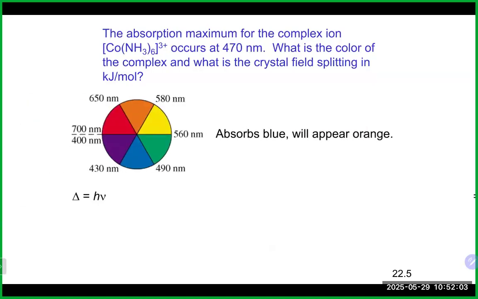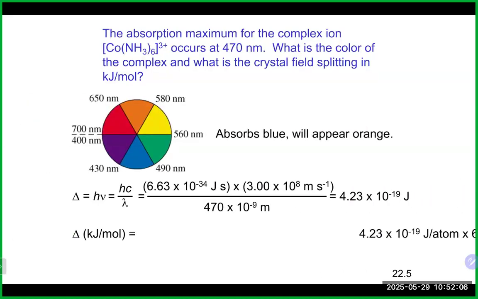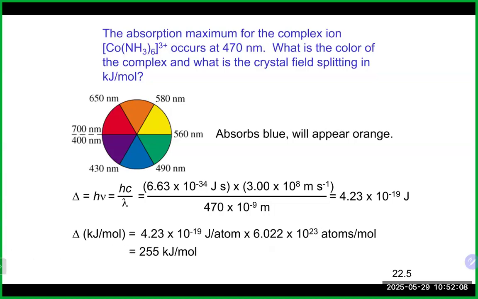So with that being said, let's look at this problem, which I think is filled out for you on your paper, and talk about how we would get there. If we have this complex ion and it has a maximum absorbance of 470 nanometers, what color is the complex and what is the crystal field splitting? So the color of the complex: since it's absorbing at 470, the color would be the complementary color to what we see. And that would mean the solution would appear orange to us.